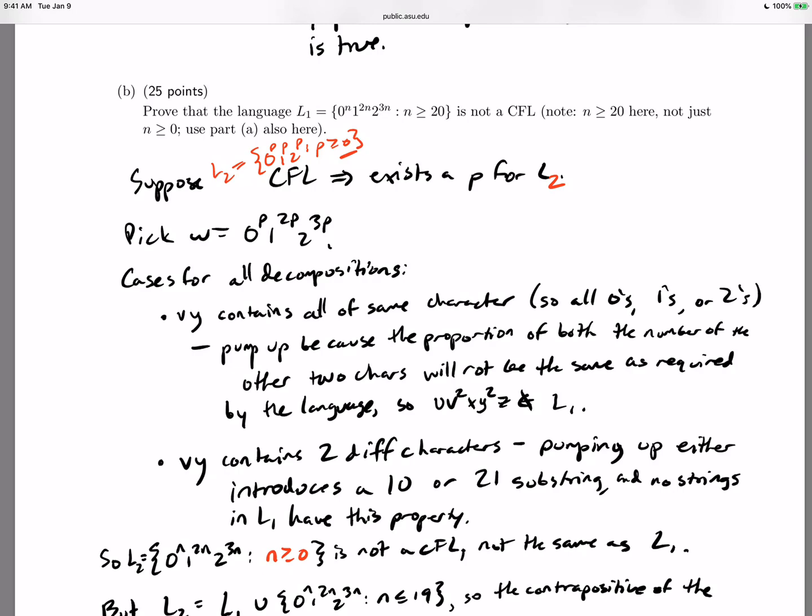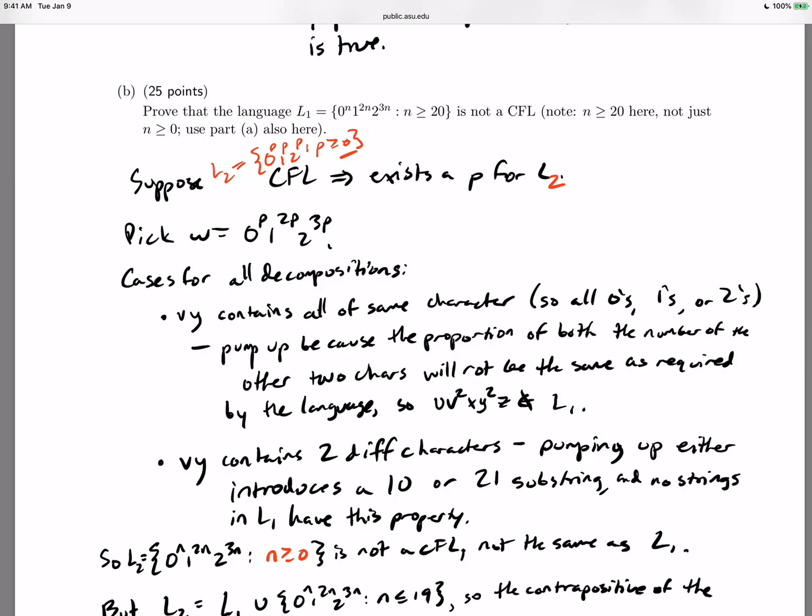But the issue is that p needs to be at least 20, right? So what people did was pick 0 to the 20p, 1 to the 40p, 2 to the 60p. That would work fine. Another way you could have gone is 0 to the p plus 20, 1 to the 2p plus 40, 2 to the 3p plus 60. That's another way you could have gone.